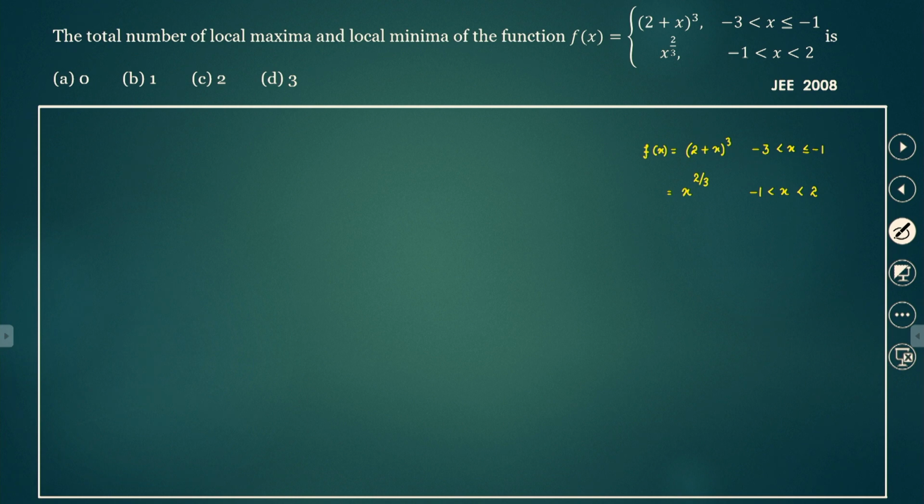Now let's differentiate it part by part. So f'(x) becomes 3 multiplied by (2 + x) whole square for -3 ≤ x ≤ -1, and it comes out as (2/3) x to the power -1/3 for -1 < x < 2. Okay, so the differentiation is done.